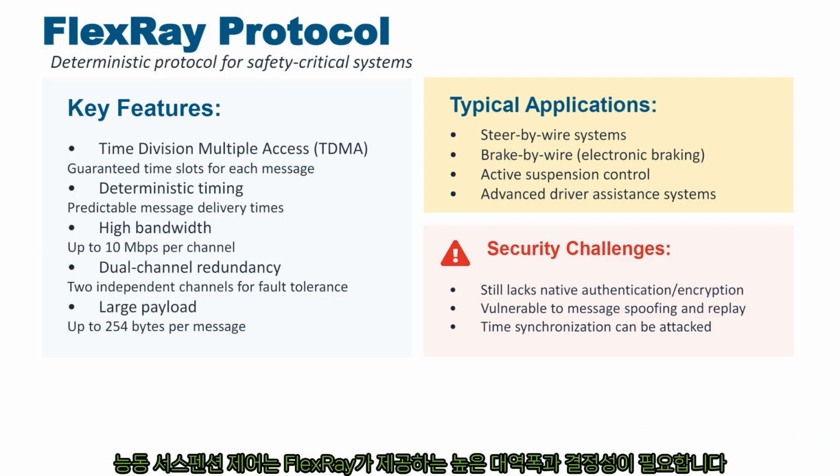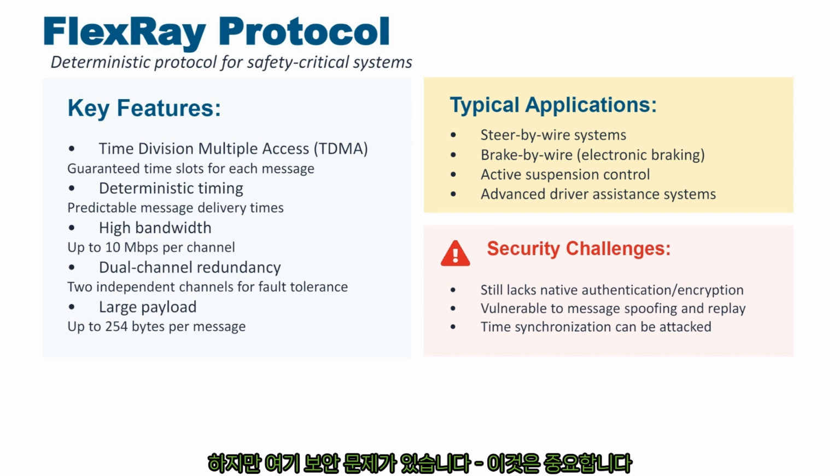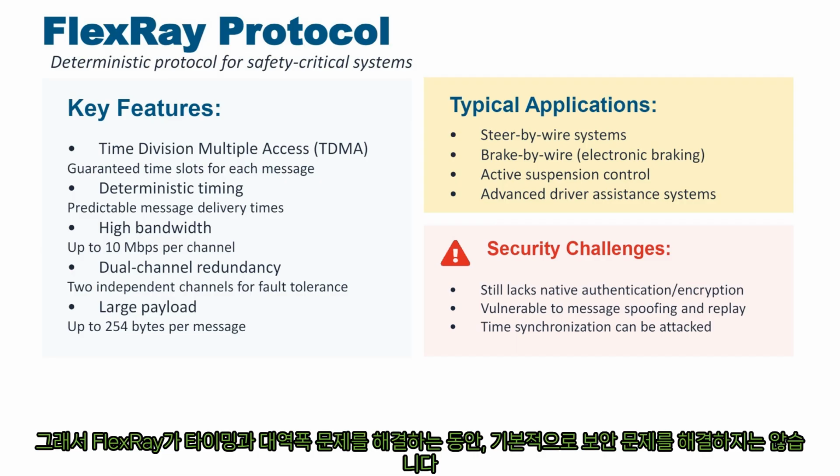Active suspension control needs the high bandwidth and determinism that FlexRay provides. And advanced driver assistance systems often use FlexRay as the backbone network. But here's the security challenge, and this is important. FlexRay still lacks native authentication and encryption. It's vulnerable to the same message spoofing and replay attacks as CAN. Even the time synchronization mechanism can be attacked to disrupt the entire network. So while FlexRay solves timing and bandwidth problems, it doesn't solve security problems out of the box.